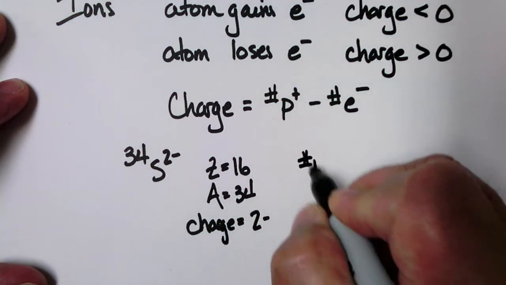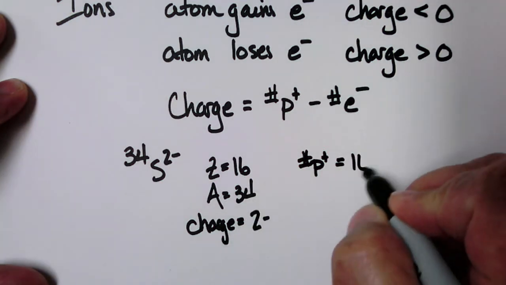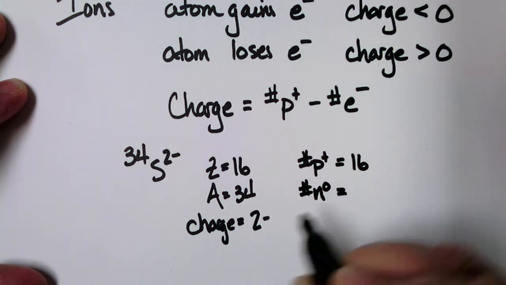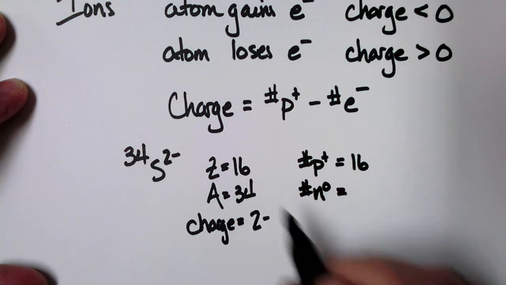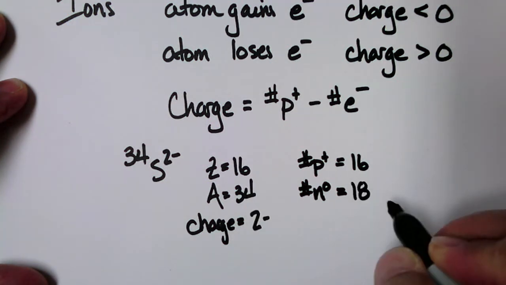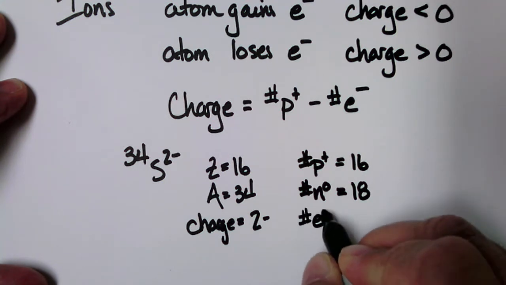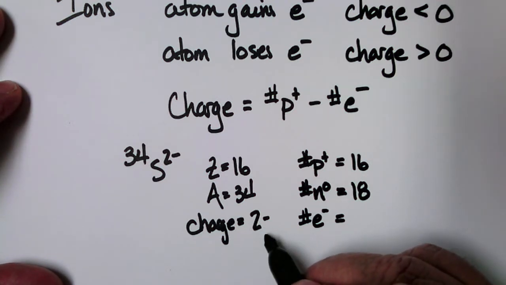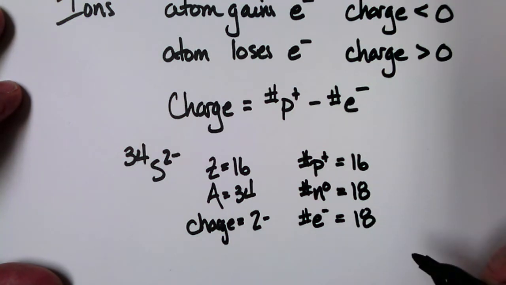So our number of protons is equal to the atomic number, 16. Our number of neutrons is equal to the difference between the mass number and the atomic number. So in this case, we'll have 18 neutrons. The number of electrons can be found by looking at the charge, realizing that it's 2-, so that means there are 2 more electrons than protons, so the number of electrons must be equal to 18 also.